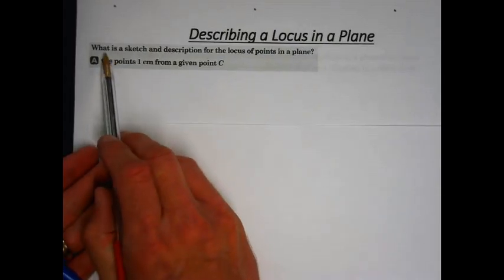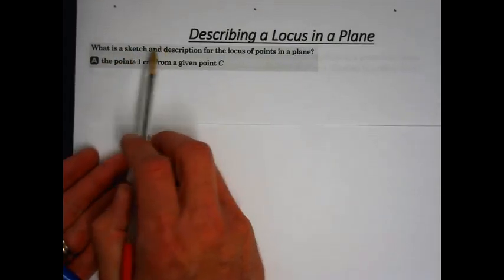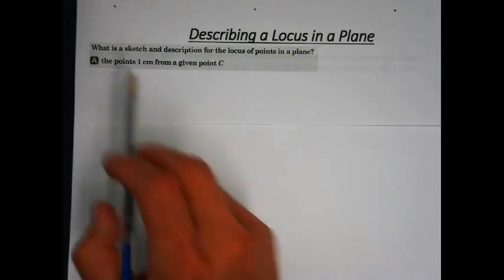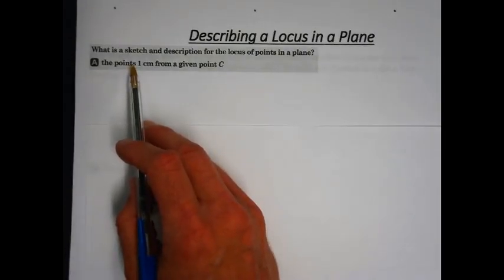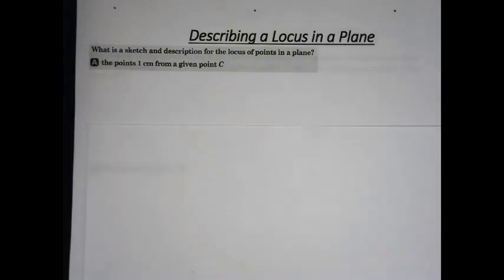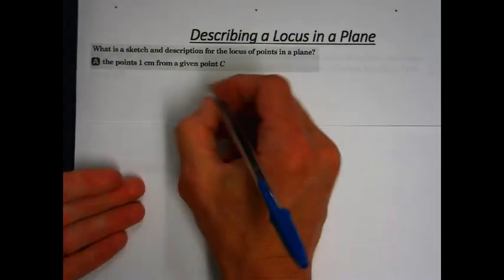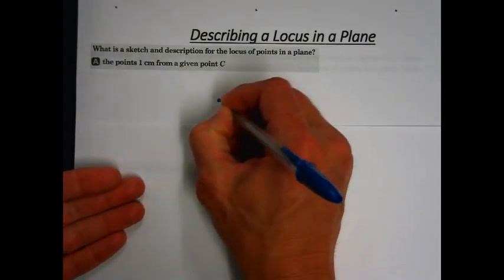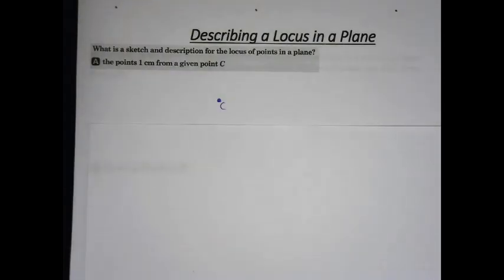So what is a sketch and description for the locus of points in a plane that meets this criteria? Points that are 1 centimeter from a given point C. Can you visualize what's happening? If not, then let's start from the very beginning. Point C. Here is point C. And what we're going to visualize is all of the points that are 1 centimeter from that point.